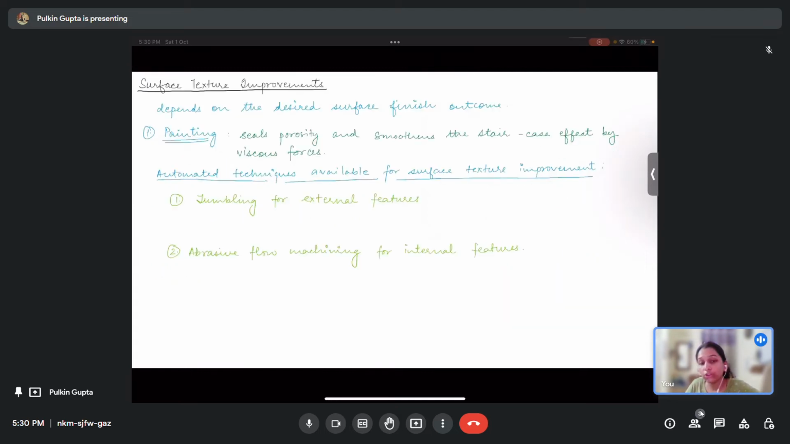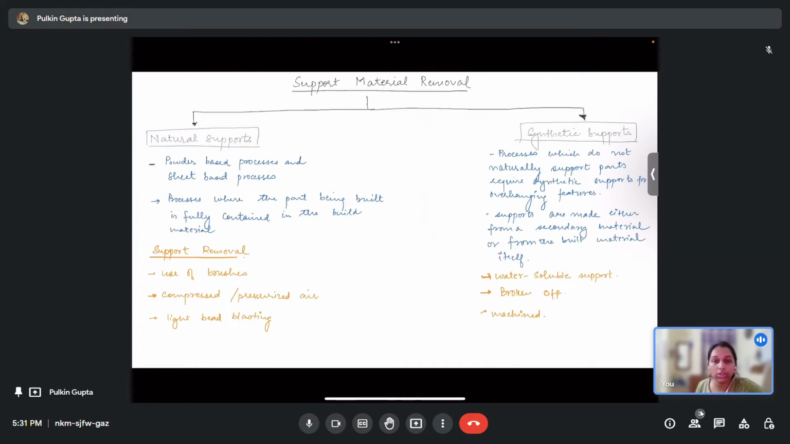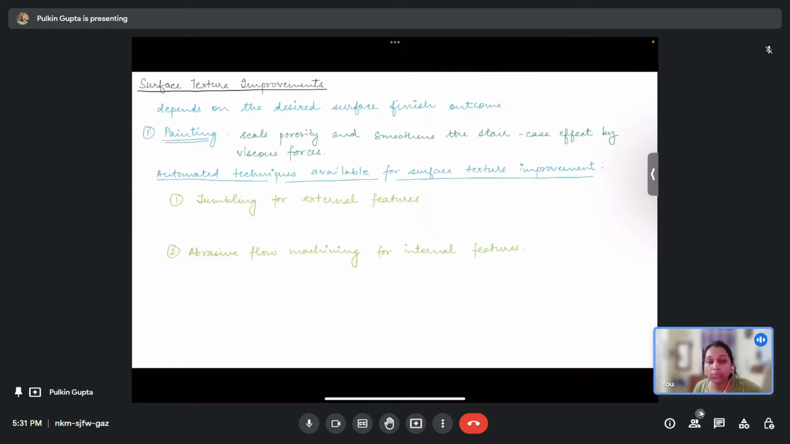Now how you can improve your surface texture. We have seen the defects and we have seen how there are supports. When there are defects, they cause surface roughness and poor surface finish, and these supports also leave certain marks on the surface of your components when they are taken off. So how can you improve the surface texture or surface roughness? Let us look into some of the methods.